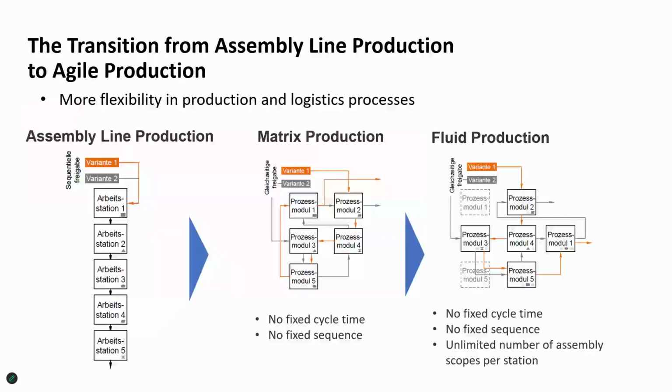It is with this in mind that industry has increasingly transitioned again from the assembly line production method with its rigidity and constraints to methods such as the matrix production model, which eliminates the fixed time cycle and sequence of processes, or fluid production models, which also allows for an unlimited number of assembly scopes per station.